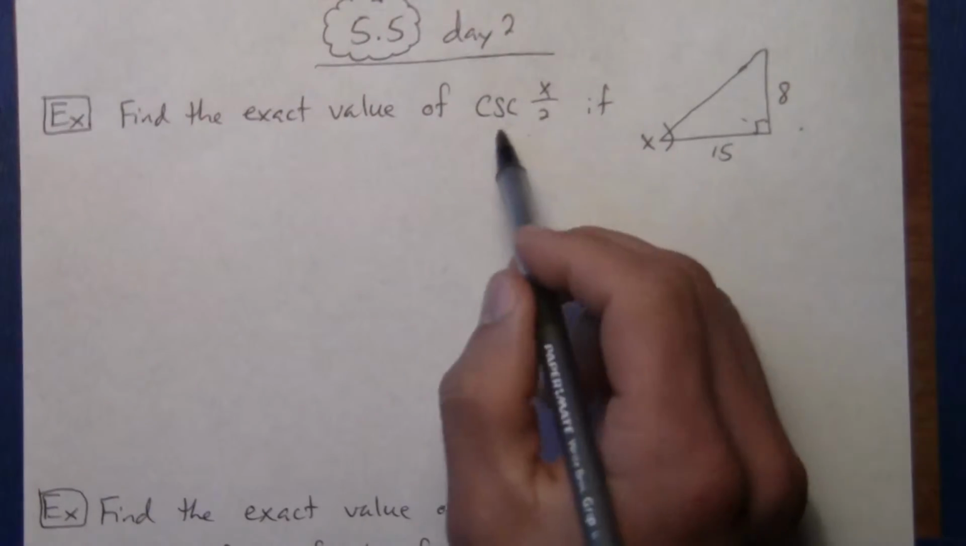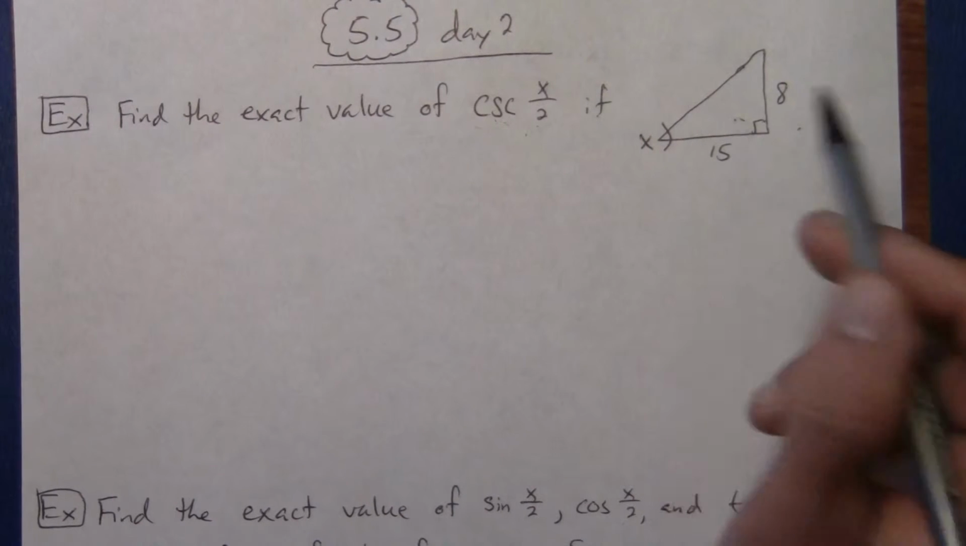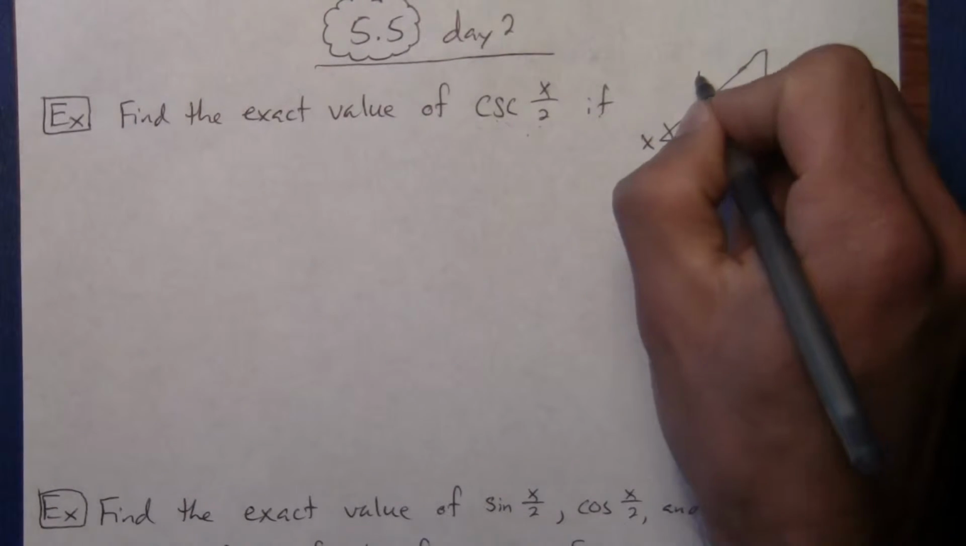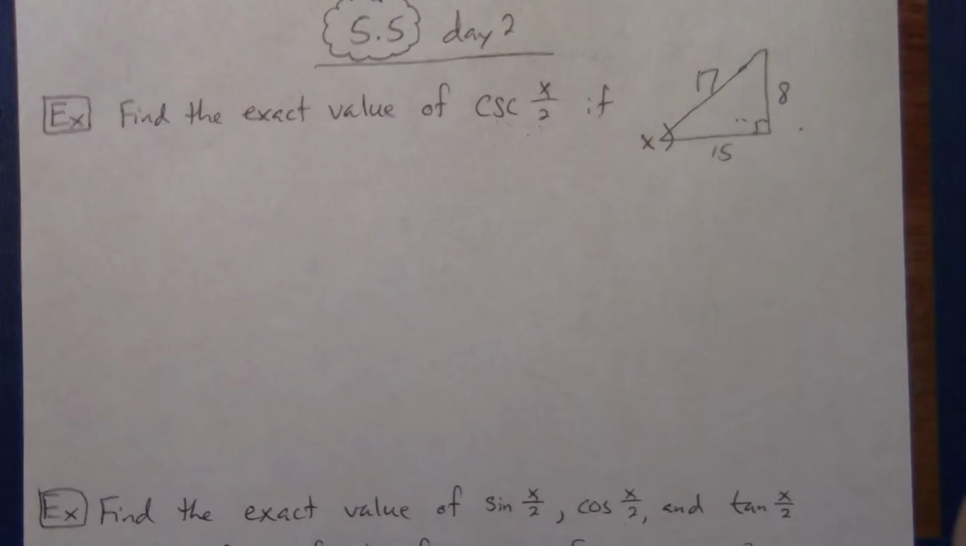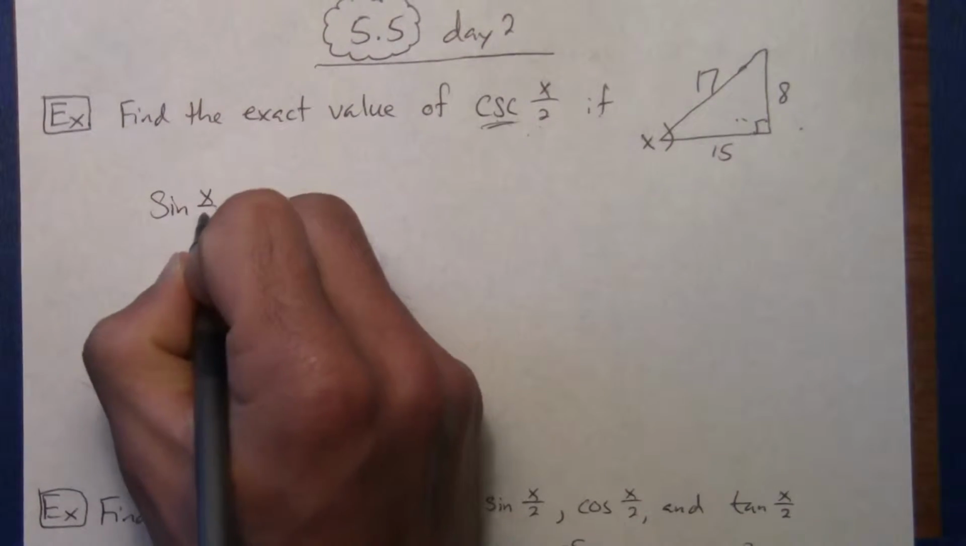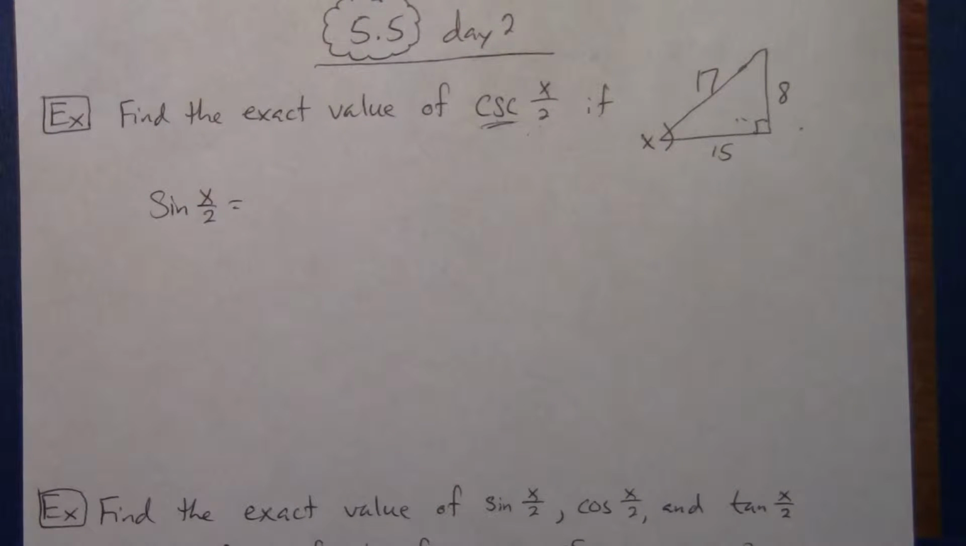Find the exact value of the cosecant of x over 2 given that triangle. Well, if I want to, I can go ahead and figure out what the hypotenuse of that triangle is, and I probably would do that right away. It's one of my Pythagorean triples if you remember it. If you don't remember it, you can obviously run through the Pythagorean theorem to find out that that's 17. I know it says cosecant. I'm going to actually find the sine of x over 2 using my identity, and then of course I'll just take the reciprocal at the end.